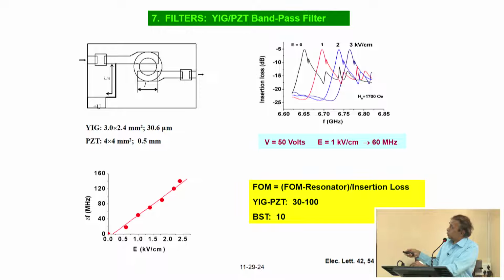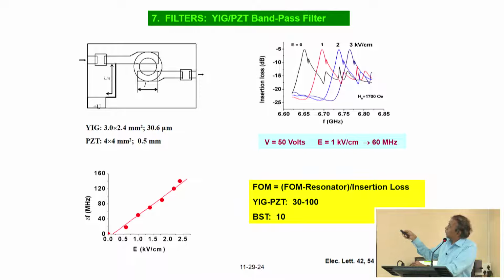The profile shows the transmitted power versus frequency for a constant bias magnetic field. So, you satisfy the ferromagnetic resonance condition at 6.65 gigahertz.